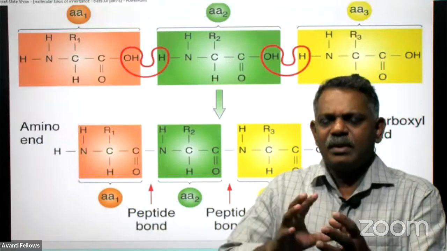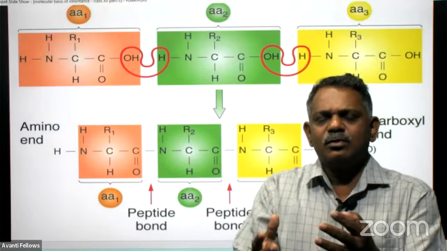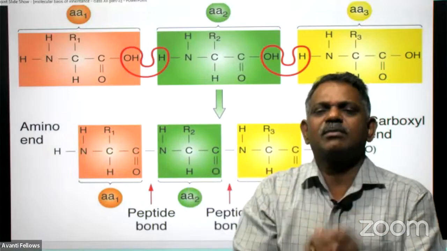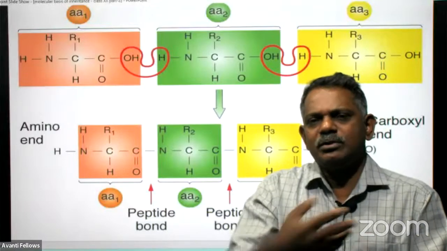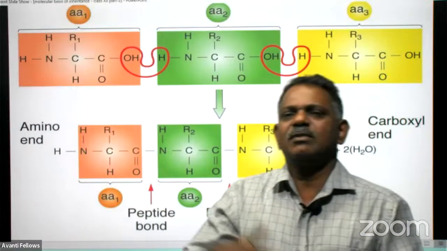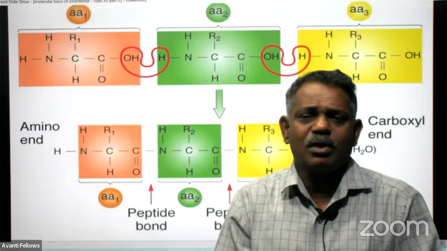Actually, the primary structure is converted into the secondary structure through some kind of coiling. Then the secondary structure goes for coiling again to produce the tertiary structure. When this tertiary structure goes for coiling, it naturally produces the quaternary structure.